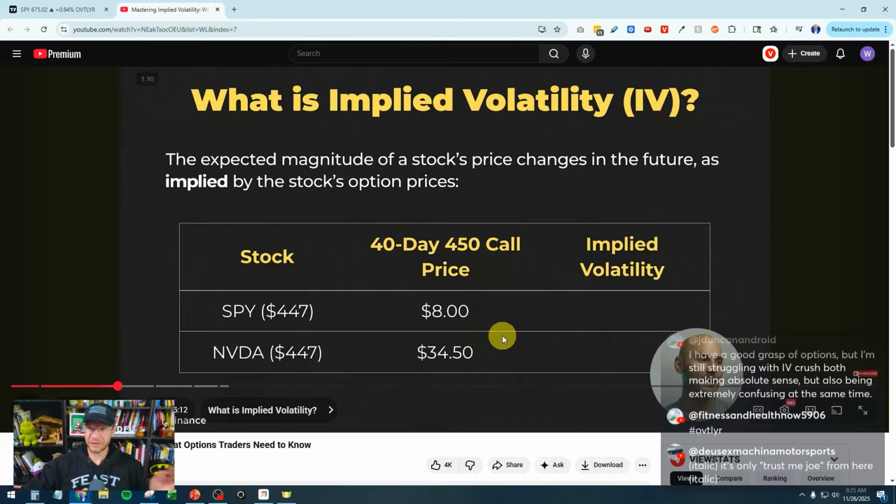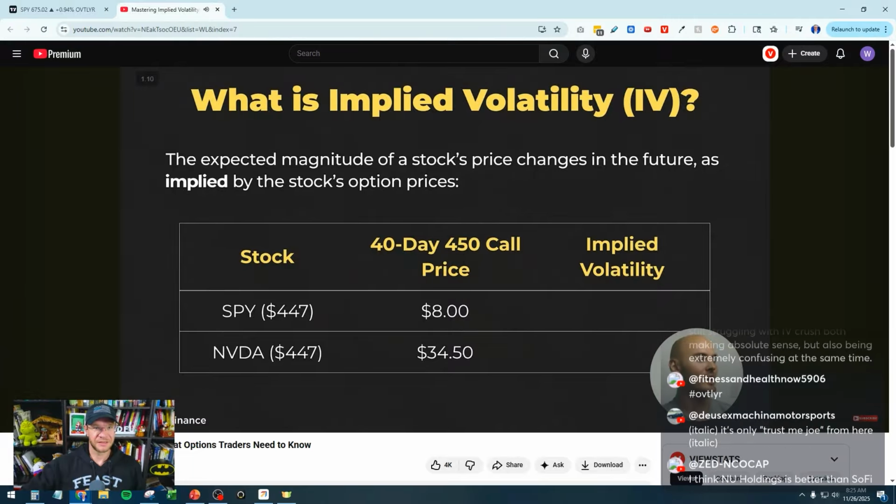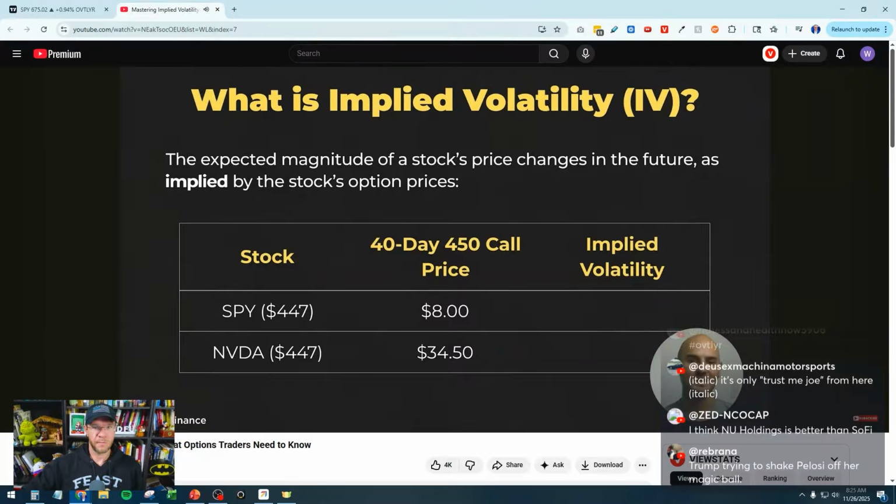Does everybody understand that? I'm glad we started off with the intrinsic extrinsic discussion, because that difference is 100% extrinsic value. We can see that NVIDIA's call option is trading for $34.50.